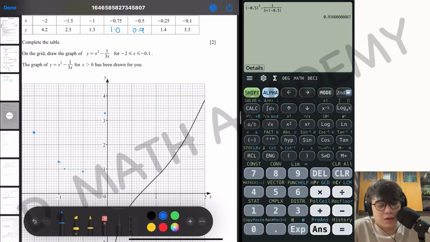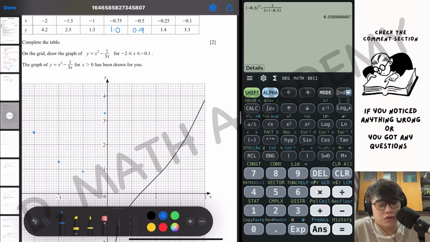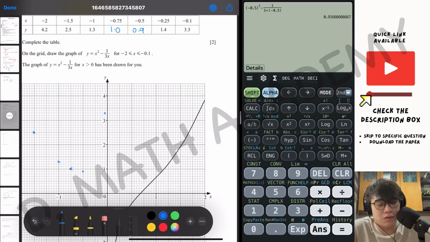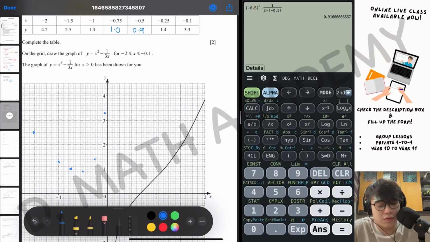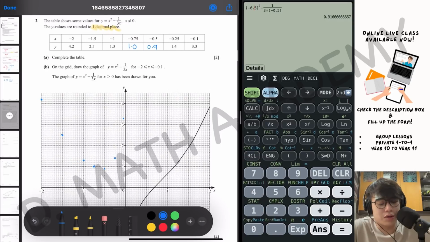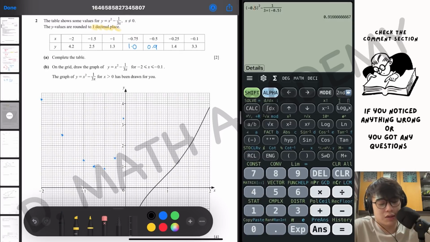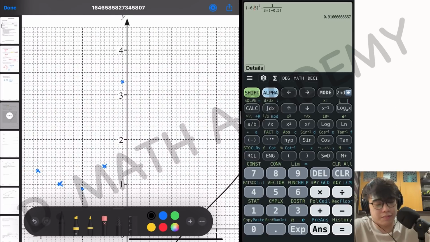Oh, this part here, I think I did it wrongly. The 1 should be here, 7.5. Then 0.25 is at 1.4. Okay, so this is how it should look. So let's sketch it out and see the overall shape.